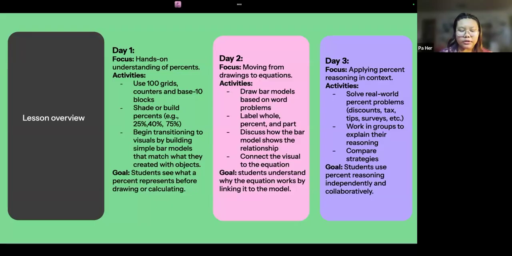On day three, it is all about applying what they have learned. The students will work on real-world percent problems such as discounts, tax, tips, surveys, and comparisons. They'll also solve in groups so they can explain their thinking and compare strategies. We want them to be able to move between concrete, representational, and abstract methods, depending on what makes sense to them. By the end of day three, the students should feel more confident in solving percent problems independently.